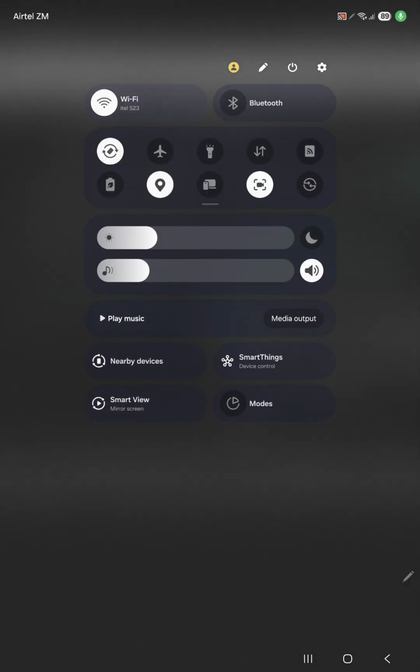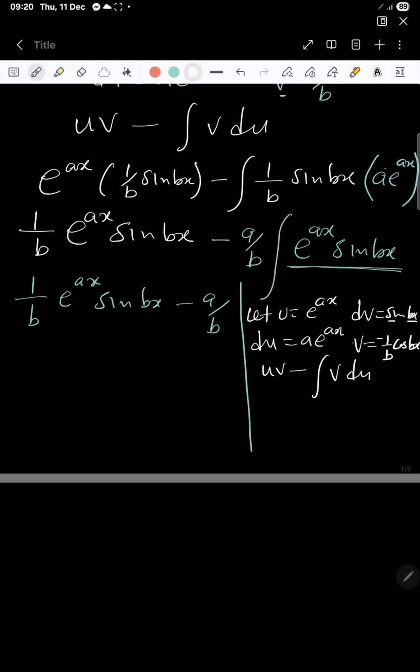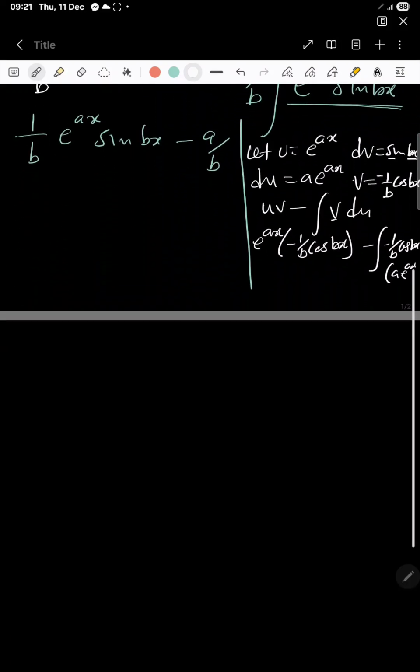By doing so, we are going to replace our u, which is e to the power ax, and our v, which is negative 1 over b cos bx, then minus the integral of v, which is negative 1 over b cos bx, and then our du, which is a e to the power ax. So we multiply there a e to the power ax. From there, let's simplify.